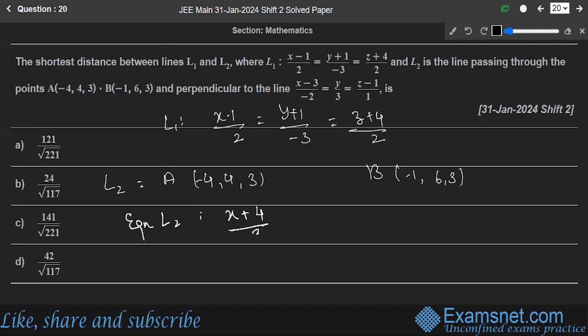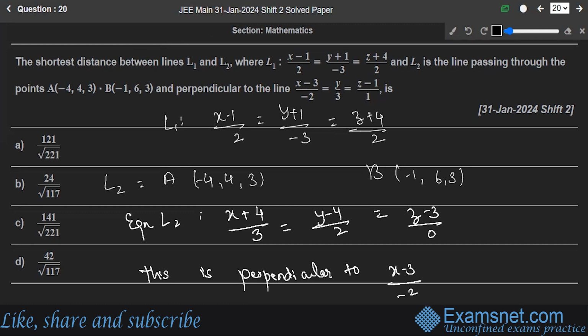(x plus 4) upon, this will be -1 plus 4, that is equal to 3. Similarly, (y minus 4) upon 6 minus 4, that's equal to 2. (z minus 3) upon 3 minus 3, which is equal to 0. Now, this is perpendicular to the line (x minus 3) upon minus 2, (y plus 1) upon minus 3, (z plus 4) upon 2.